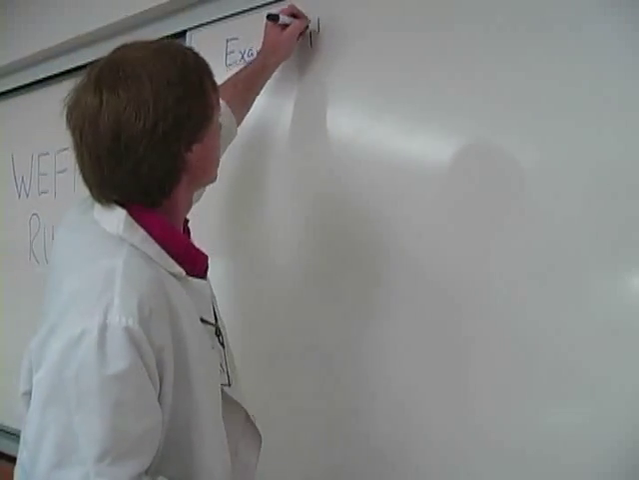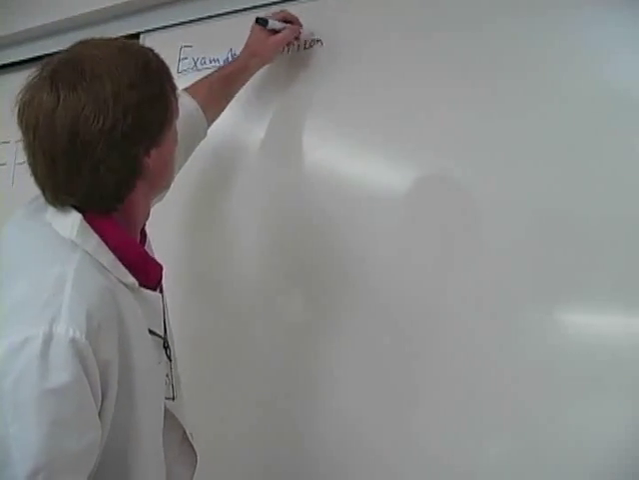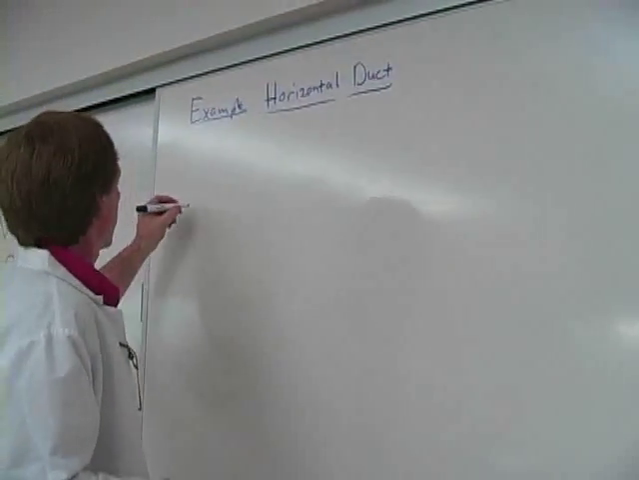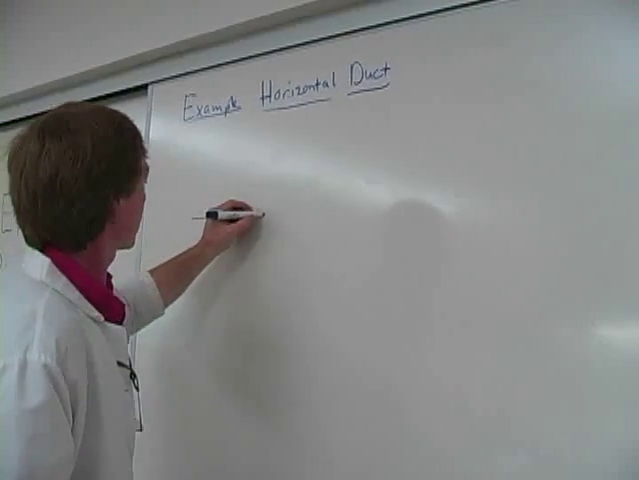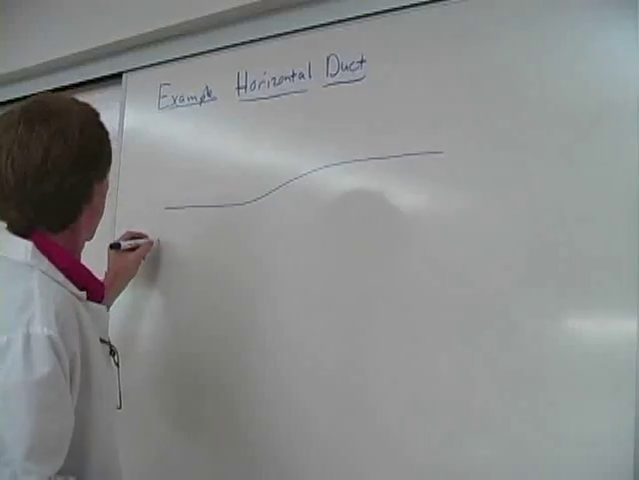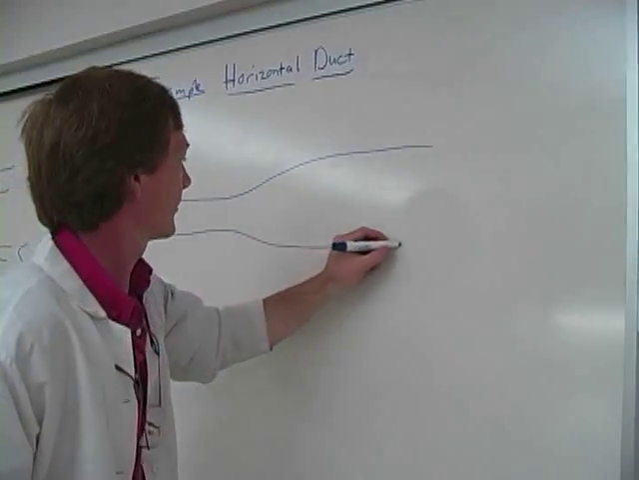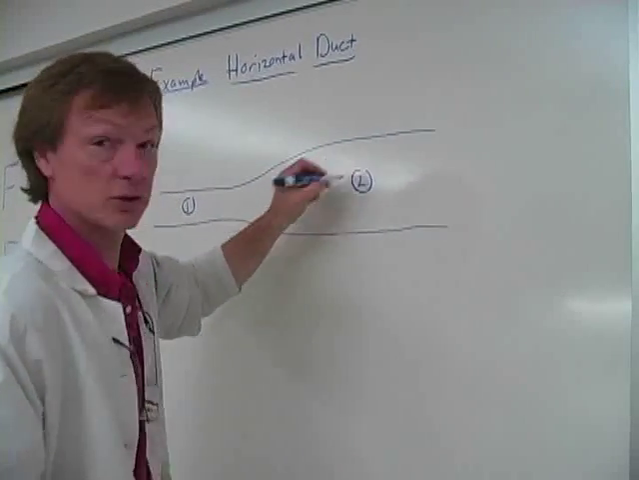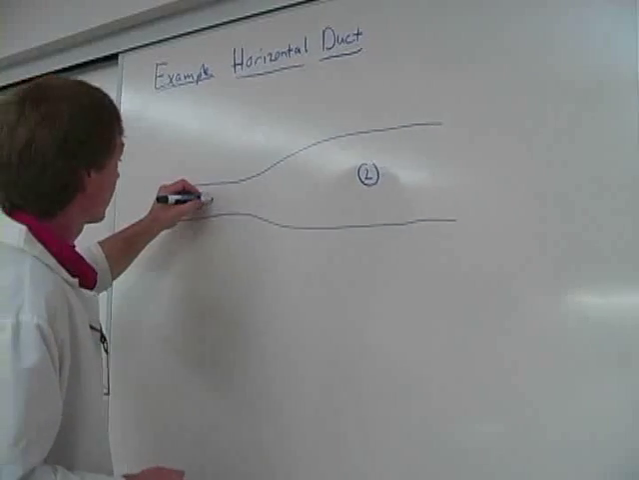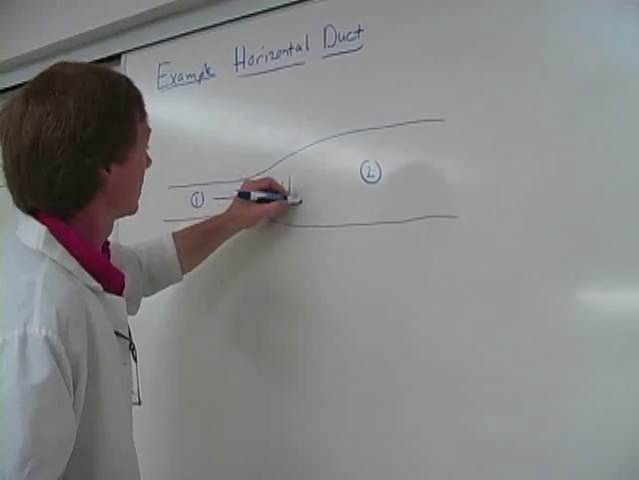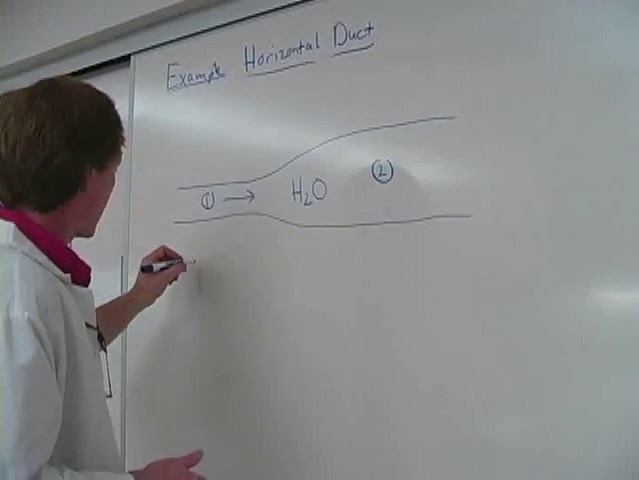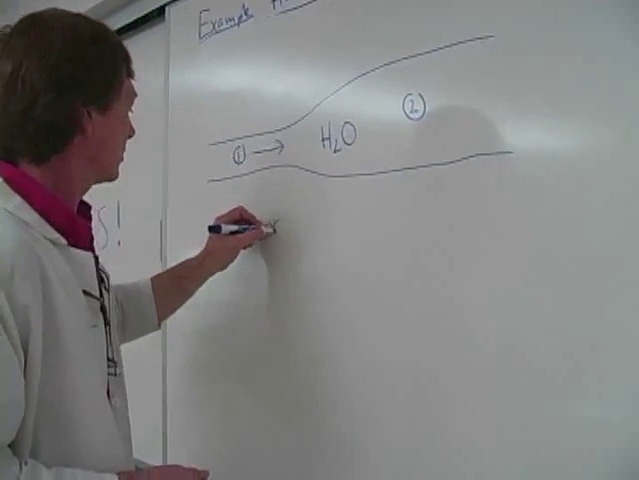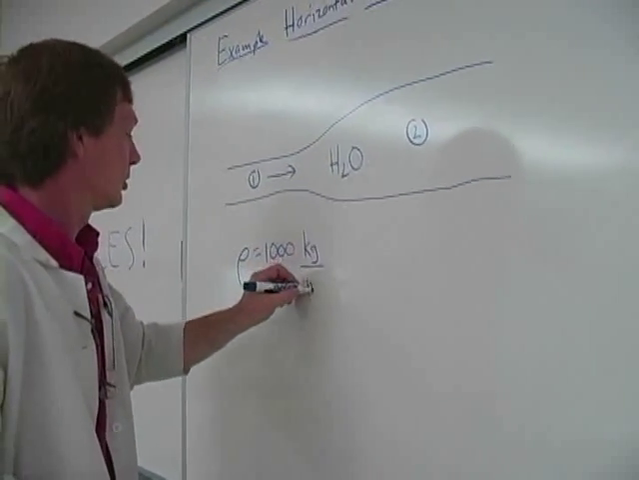So let's take a horizontal duct. And we'll expand it out. So I'm moving along here, and I've got water flowing through it. And it expands out to a larger area. I'll call this area 1 and this section 2. All right? The flow is going this way, and it's water, H2O. And I know the density of fresh water, or pure water, is 1,000 kilograms per cubic meter.